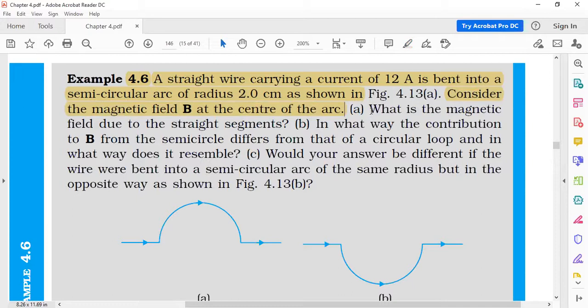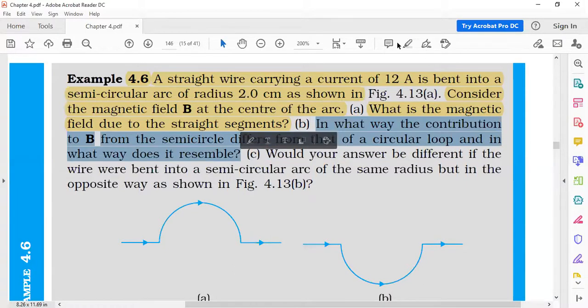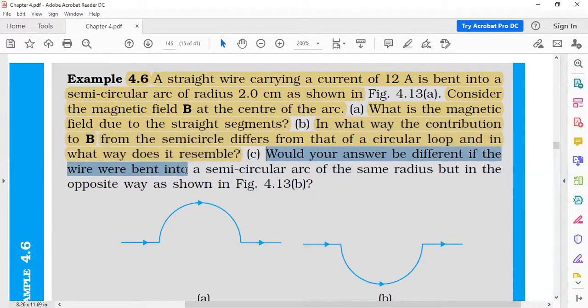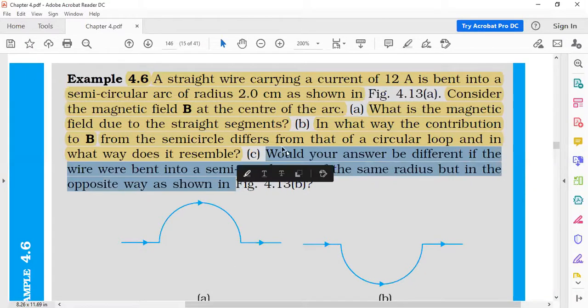There are three cases. A, what is the magnetic field due to the straight segments? B, in what way does the contribution to magnetic field from the semicircle differ from that of the circular loop, and in what way does it resemble? C, would your answer be different if the wire were bent into a semicircular arc of the same radius but in the opposite way as shown in the figure? There are three sub-questions. We need to address all of them.